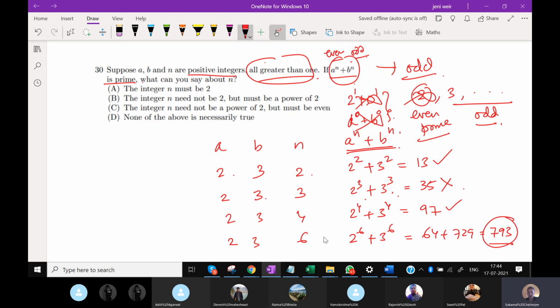793 is divisible by 13. I hope you know the divisibility rule for 13, right? Yes, no?